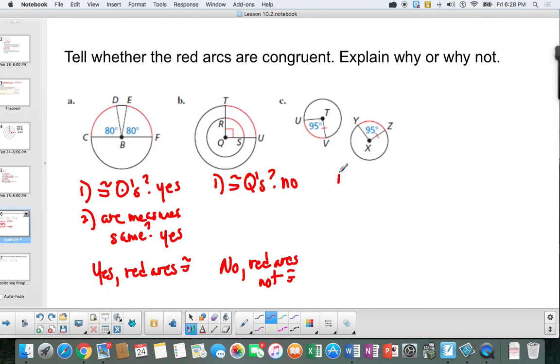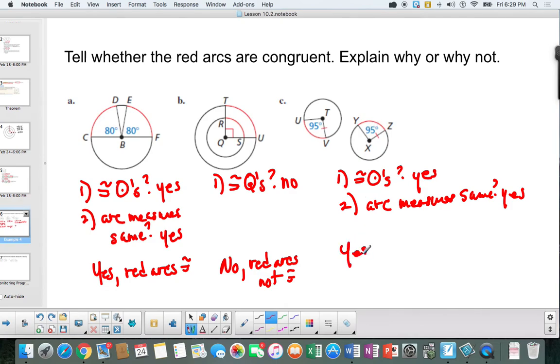Second one, do we have congruent circles? The answer is yes. Here's a little congruent symbol to show that the radii are congruent. And two, are the arc measures the same? The answer is yes. We have 90 degrees, 95 degrees, and 95 degrees. So the answer is yes, the red arcs are congruent.